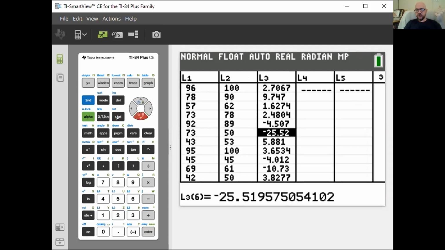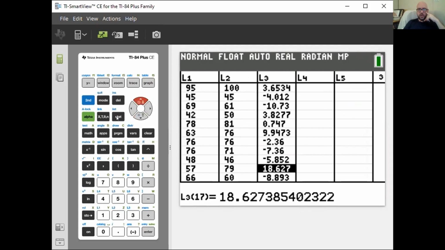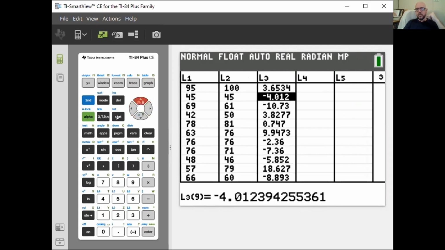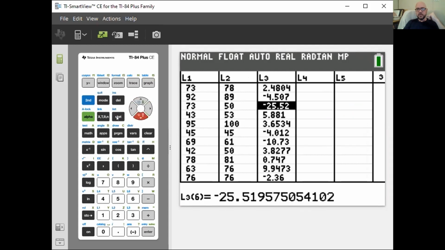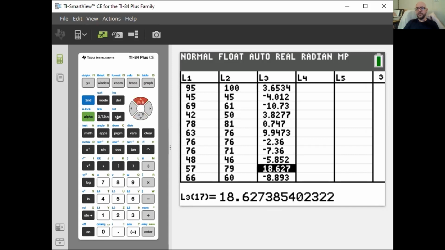Where are we at here? 18. Oh, I missed the big one there, right? Negative 25, that's more than 18 below. Do we have anything above? Yes, a little bit more than 18 above here. So this person's person number 17, and then person number, I don't know what number they were, 7 or something, 6. So person number 6 and person number 17.